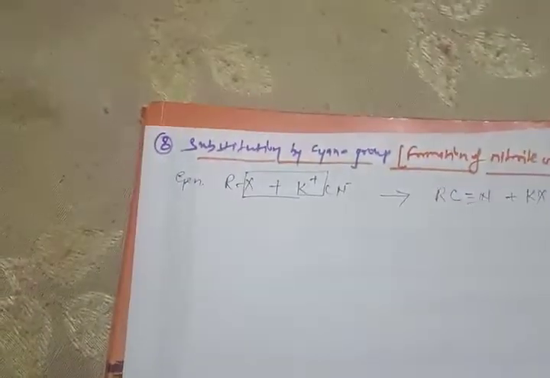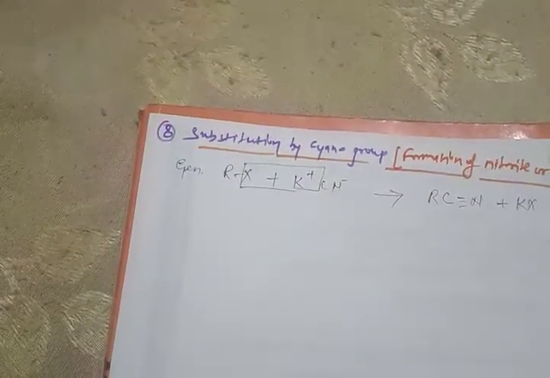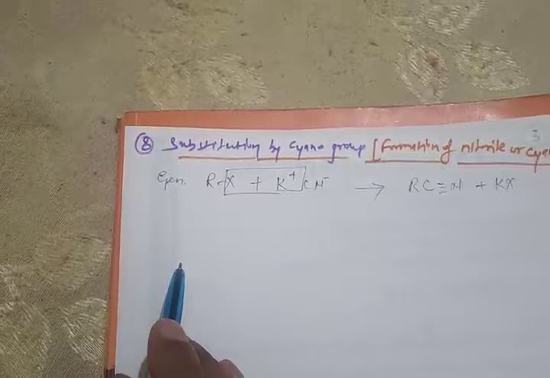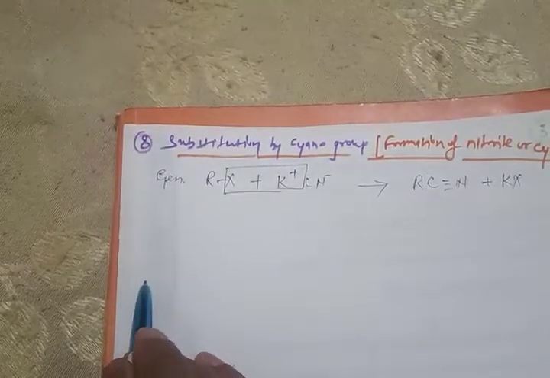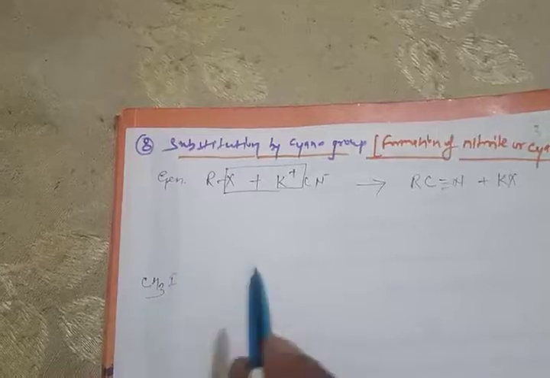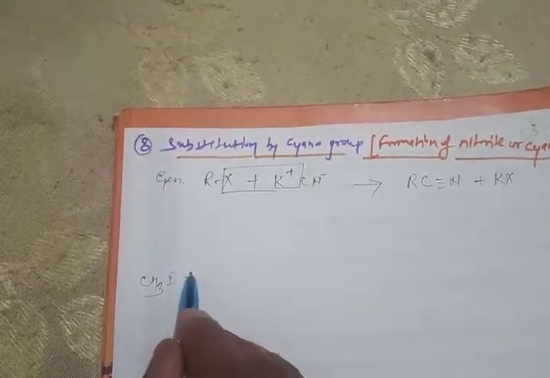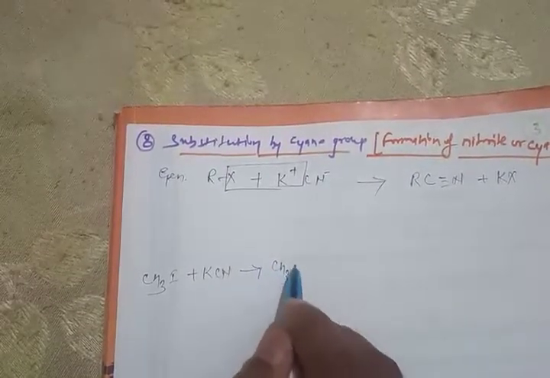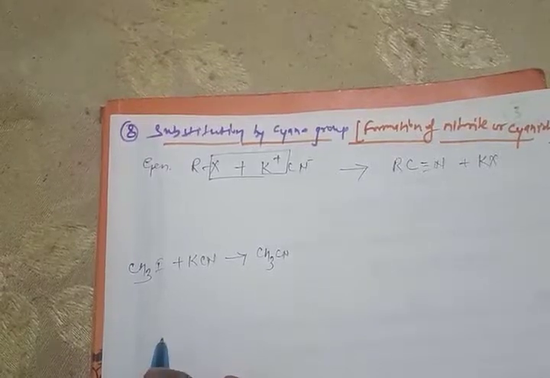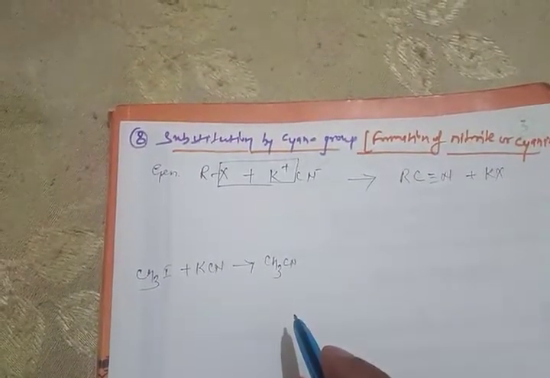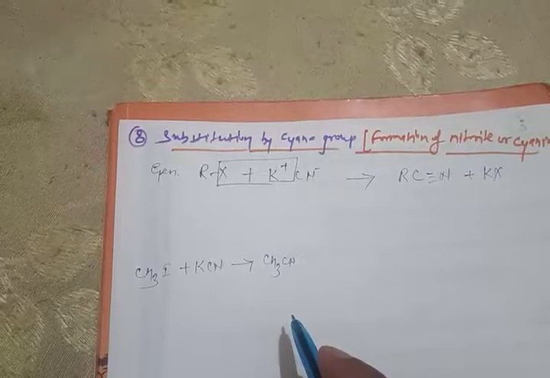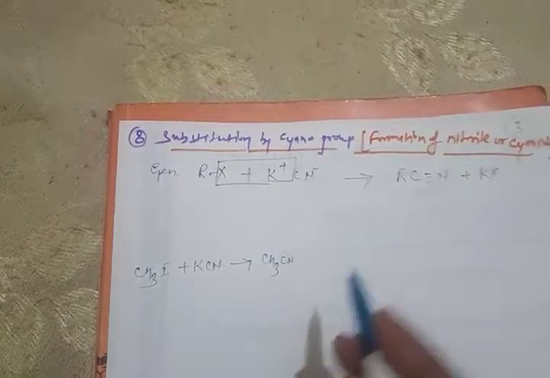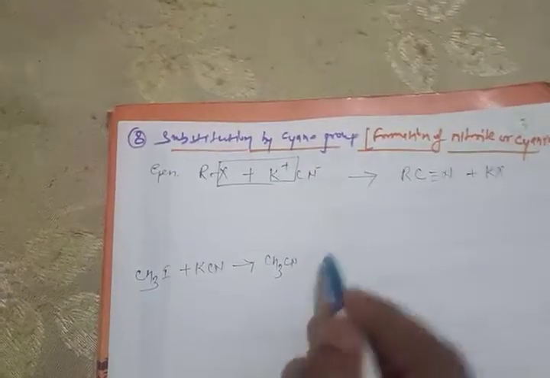Now let's discuss it in more detail. If we have an alkyl halide, like CH3I, and this is reacting with KCN, what will we get? We get CH3CN by removal of KI. Now this can be further reduced. Alkyl cyanide can be further converted into different things under different conditions. So we'll discuss those conditions here.